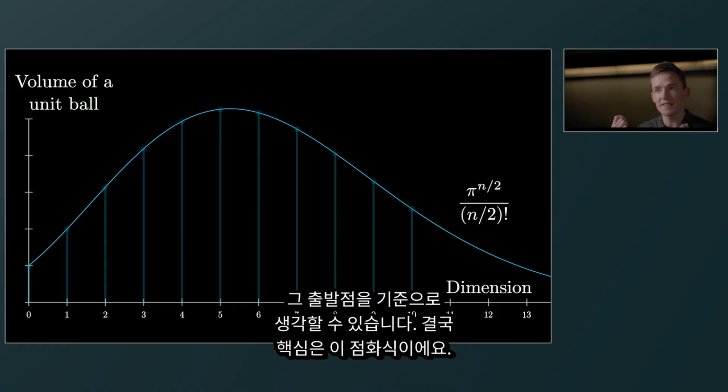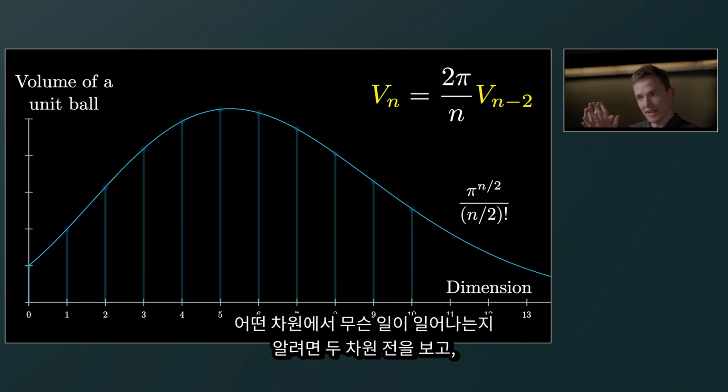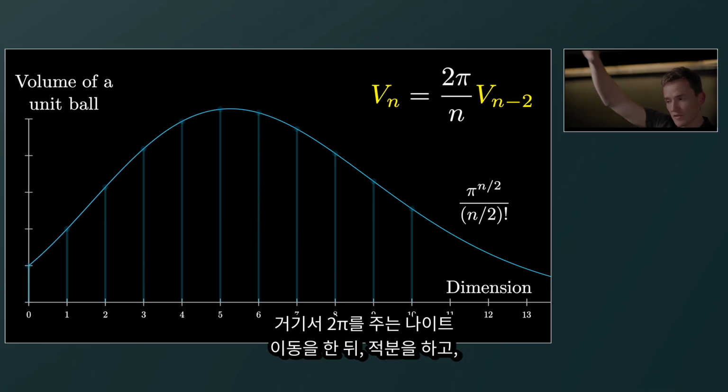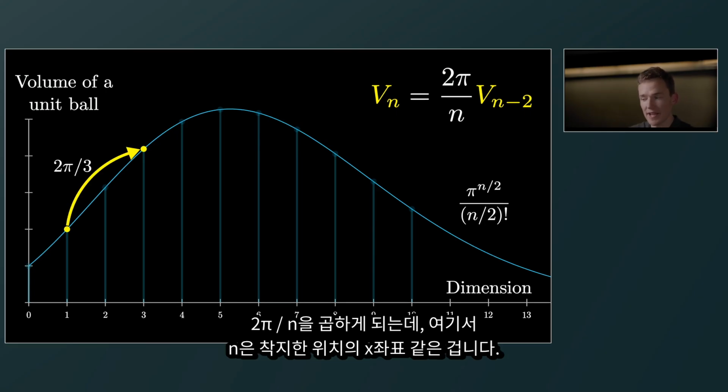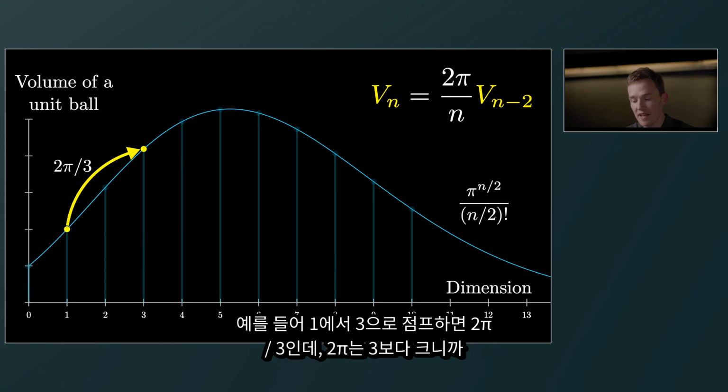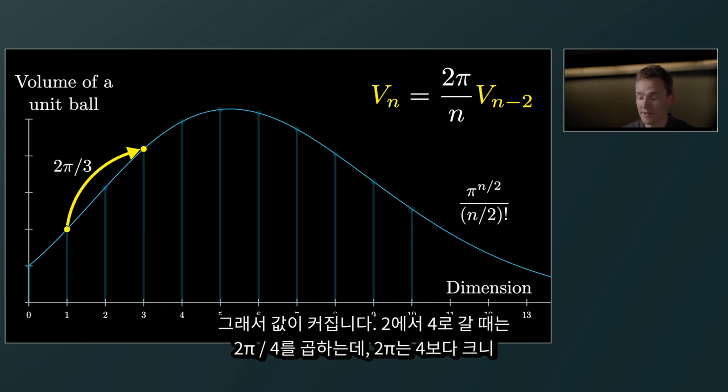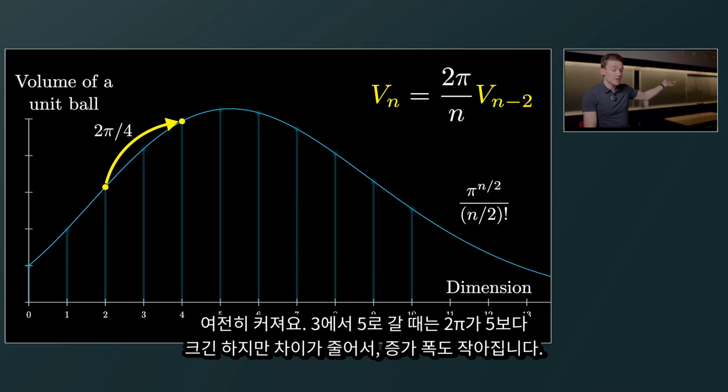Ultimately, it's rooted in this recurrence relation, where to understand what happens in 1 dimension, you look 2 dimensions earlier, and then you do that Knight's move that takes you 2 pi, and then you do an integration, which gives you that division by n. So every time we're stepping 2 units to the right in this diagram, you're multiplying by 2 pi divided by n, where n is kind of the x-coordinate of where you land. So for example, jumping from 1 up to 3, that's 2 pi thirds. 2 pi is bigger than 3, so that's why you're growing. From 2 up to 4, you multiply by 2 pi over 4. 2 pi is bigger than 4, so you're still growing.